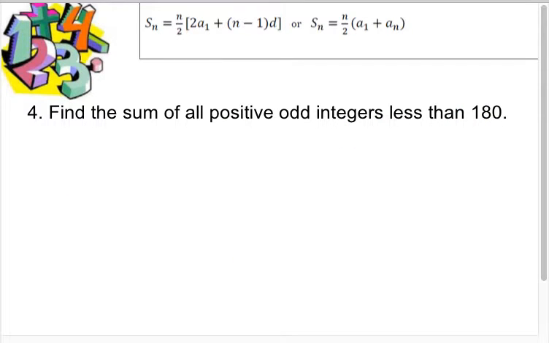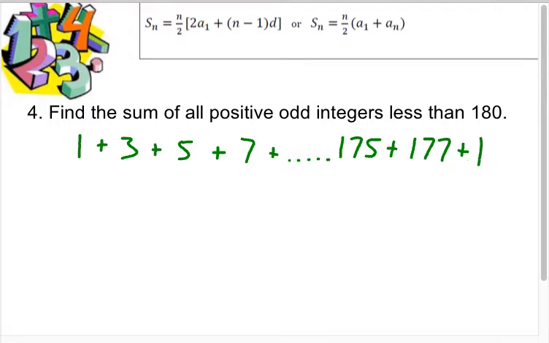The sum of all positive odd integers less than 180. Okay. Positive and odd. Well, the first positive odd integer is 1. Next one is not 2 but 3. 5, 7. You kind of get the idea. 179 would be the largest, so let's go 175 plus 177 plus 179. Just so we have an idea of what we're working with, so we can kind of figure some things out.